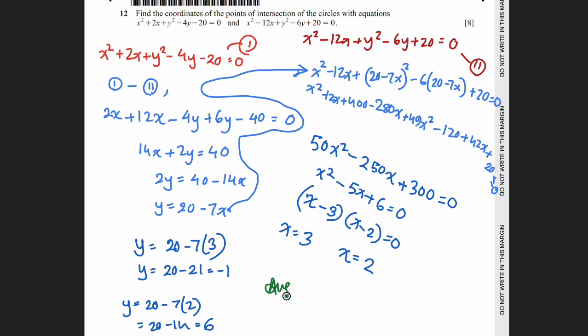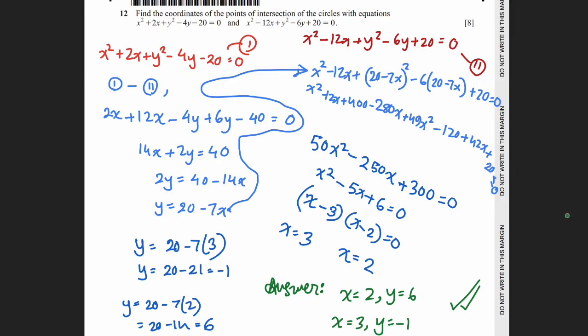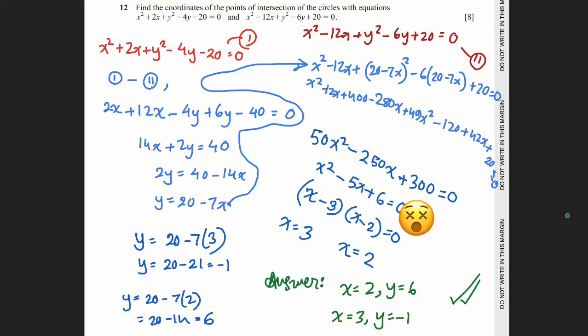Oh my god, I'm so happy. Our answers are x is equal to 2, y is equal to 6, x is equal to 3, and y is equal to minus 1. And that is our final answer of this entire paper.